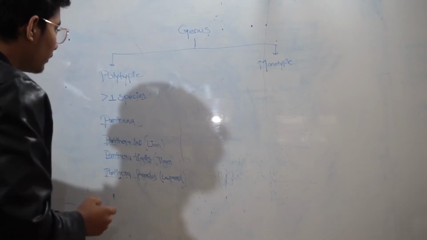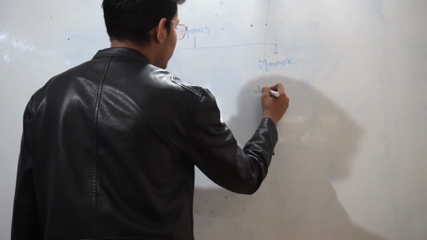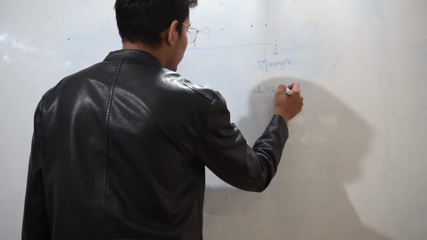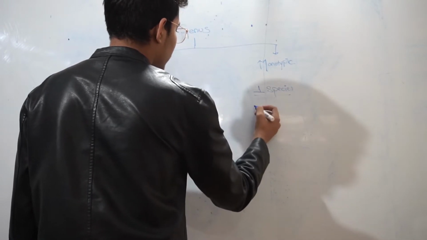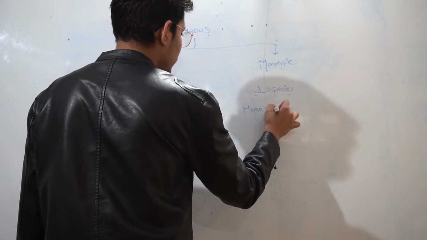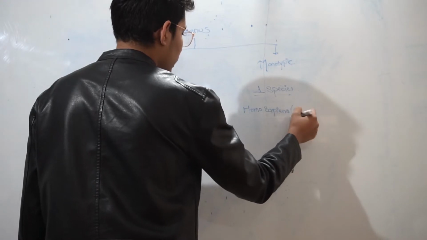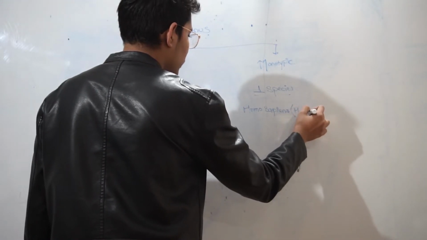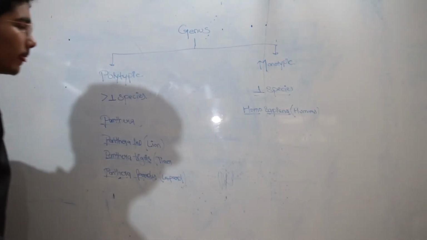So this is the example for polytypic, and in monotypic, there is presence of only one species. Example is Homo sapiens. Yes, Homo sapiens, which is human beings. Humans.